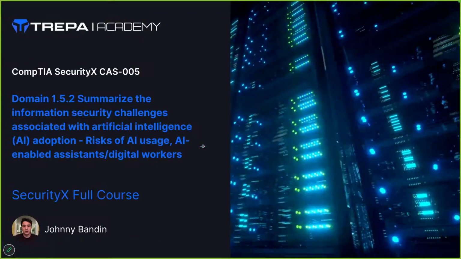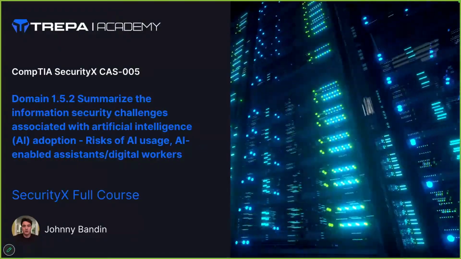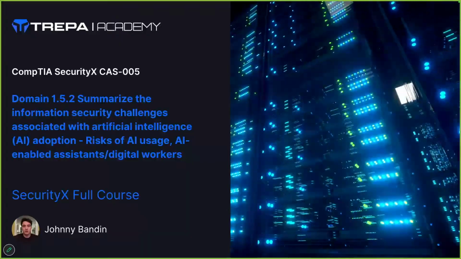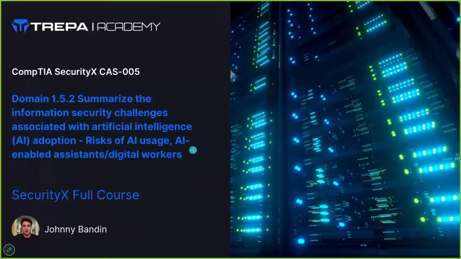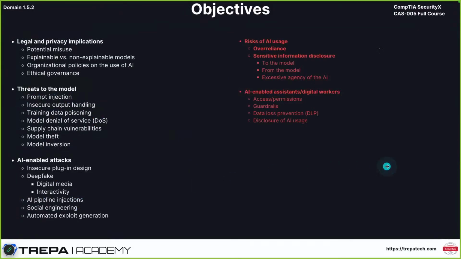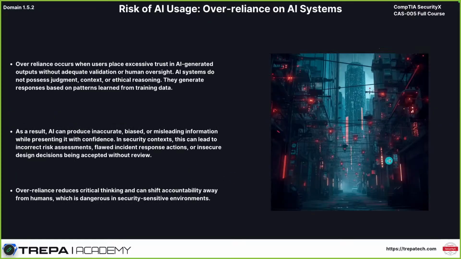Domain 1.5.2: summarize the information security challenges associated with artificial intelligence adoption. So this is going to be risk of AI usage and AI-enabled assistants and digital workers. So over-reliance. Over-reliance occurs when users place excessive trust in AI-generated outputs without adequate validation or human oversight. So this is like using a Claude agent to do everything for you.